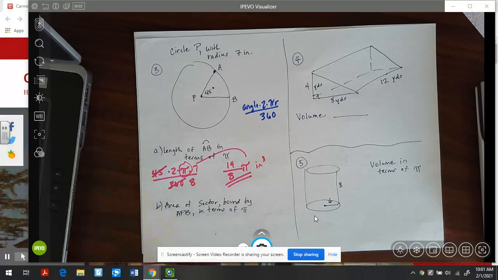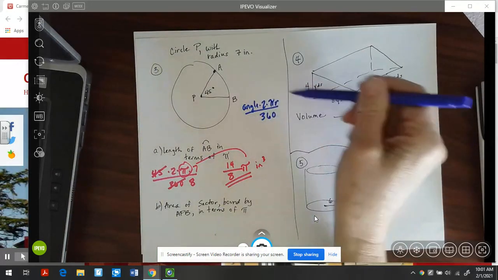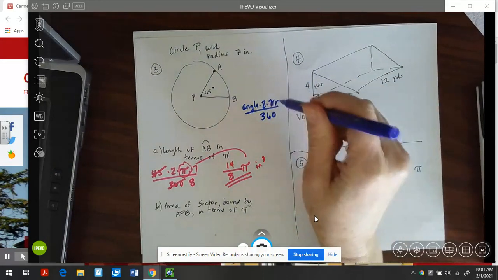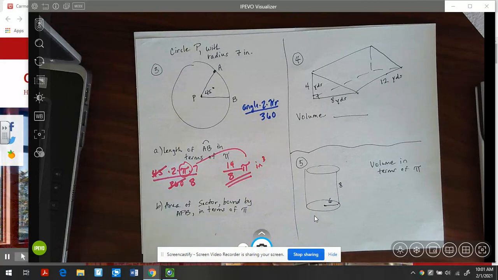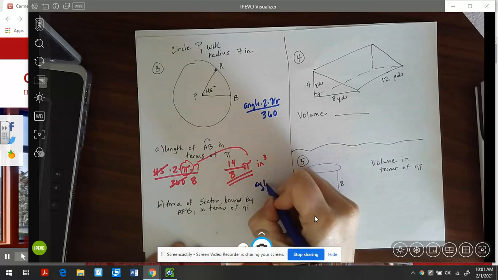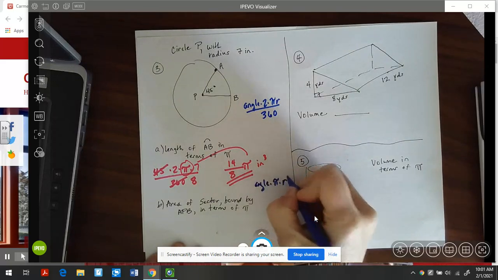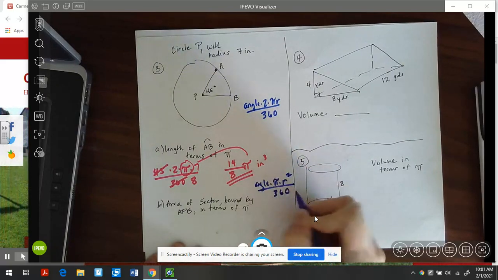Please now, let me review it first. Area of a sector. Area looks a lot like this, but instead of 2 pi r, it's pi r squared. Since area has square units, the formula also has a squared radius. Angle times pi times radius squared all over 360.